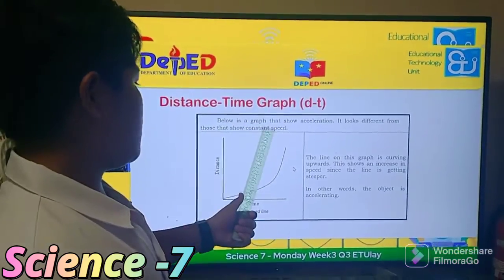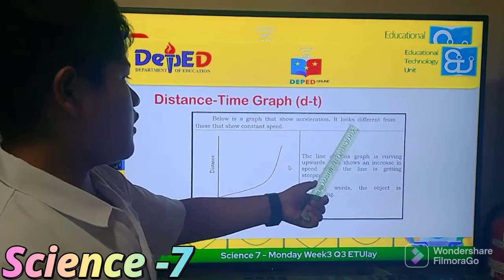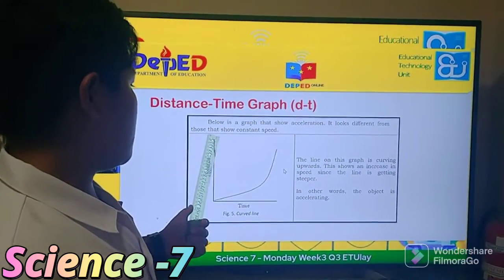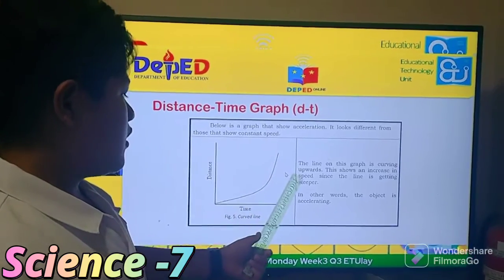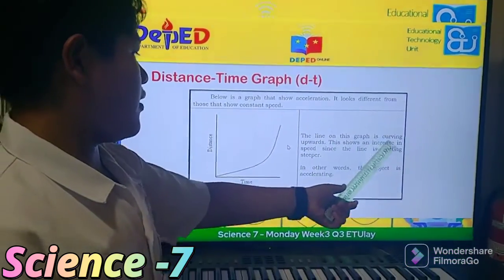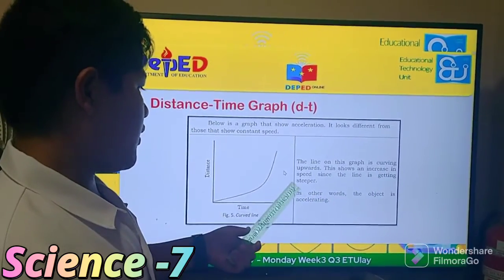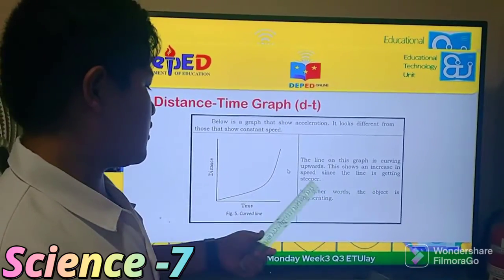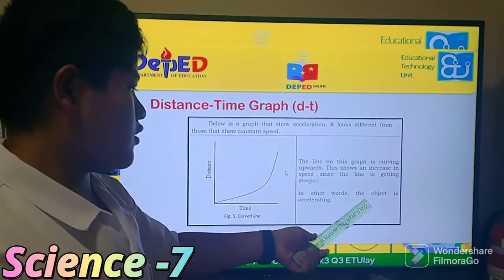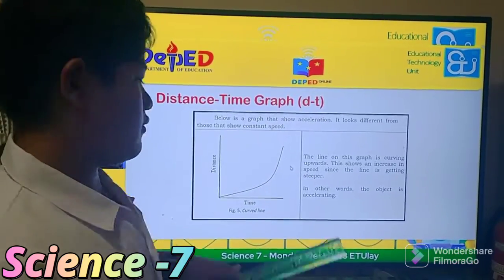Below is a graph that shows acceleration. It looks different from those that show constant speed. The line on this graph is curving upward. This shows an increase in speed since the line is getting steeper. In other words, the object is accelerating.